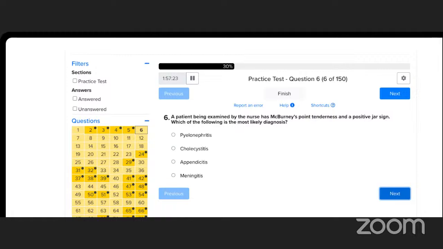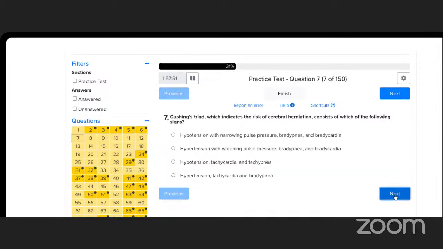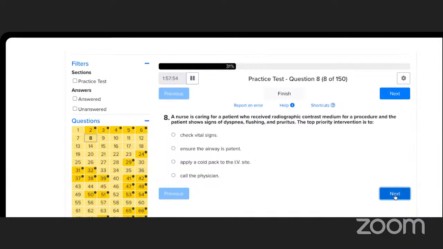A patient being examined by the nurse has McBurney's point tenderness and a positive Rovsing sign. Which one is it? Is it pyelonephritis? Pyelonephritis has to do with the kidneys. Cholecystitis, the gallbladder. And so they're having McBurney's point tenderness, appendicitis, or meningitis. Which one is it? I want to say by elimination, it is appendicitis. I'm gonna skip 7.